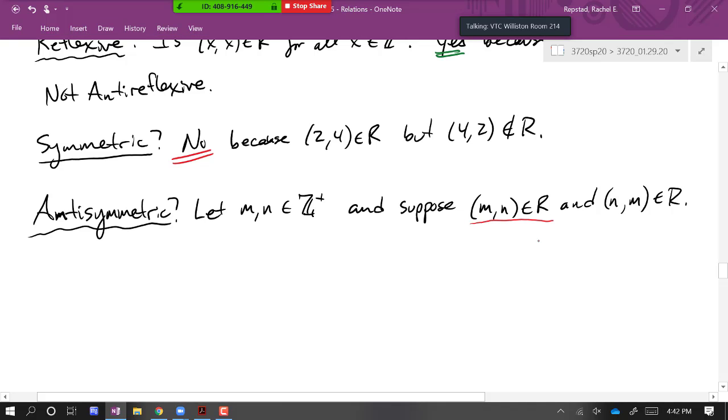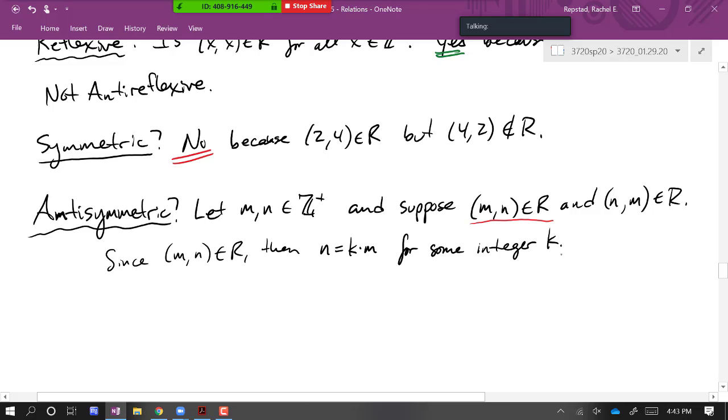If m is related to n, that means n is a multiple of m. So I can write n is equal to, I don't know, k times m for some integer k. And in fact, it's not just an integer, but it's got to be positive. If m and n are positive integers, k has to be a positive integer, in fact. So I'll just add that little note here.